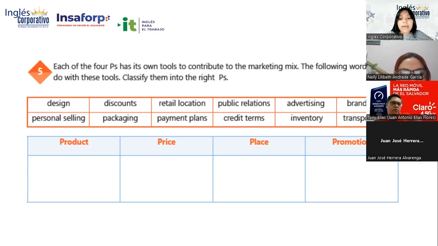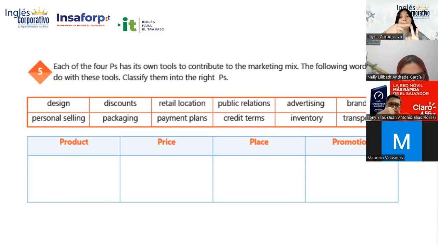And discounts and promotions. Okay, I'm going to give you the key. When we talk about product, we have design, packaging, and brand name. Those three, according to our book. When we talk about price, we have discounts, payment plans, and credit terms. When we talk about place, we have retail location, transportation, and inventory. And when we talk about promotion, we have advertising, public relations, and personal selling.